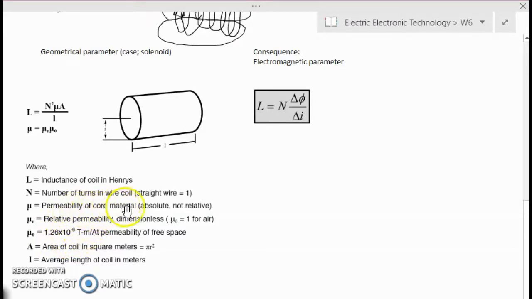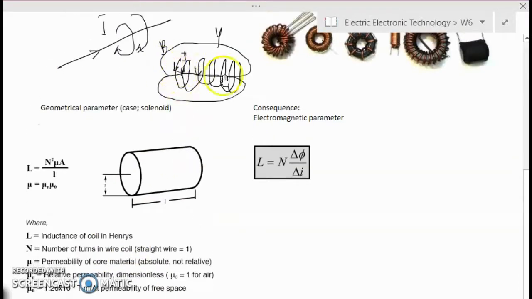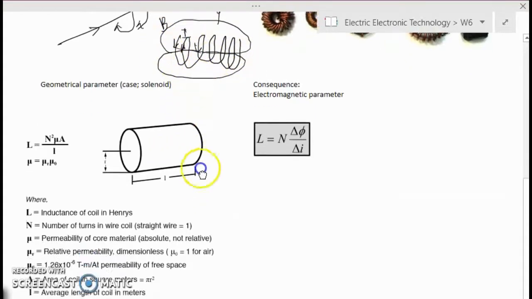The permeability of core material is much higher than the permeability of free space, which means a core material will conduct the magnetic field better. And that's basically the reason we put a core in the middle of the solenoid, so that it conducts the magnetic flux better.